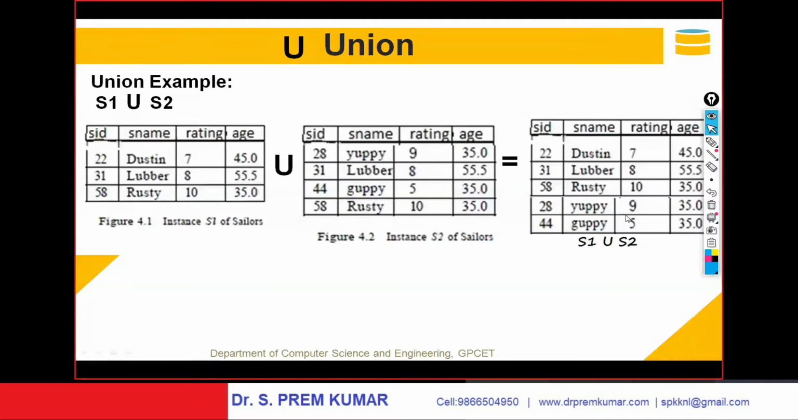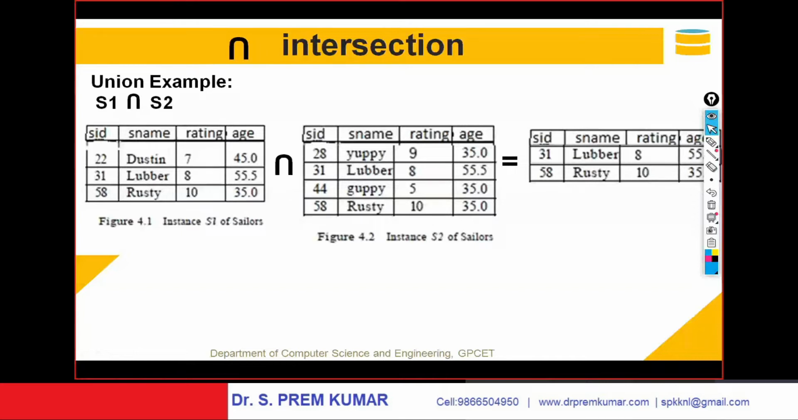Now let us go ahead with the next concept. You observe this is intersection. Only the common values will be listed out. In this case, you have S1 intersection S2. The common elements are listed out. In the S1 relation, you have Dustin, Lubber and Rusty. In the S2 relation, you have UP, Lubber, Guppy and Rusty. This is the data available.